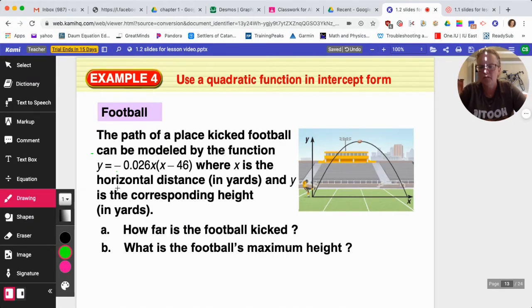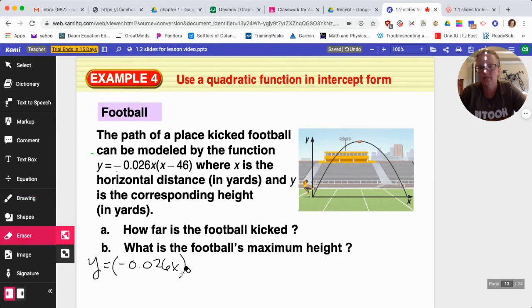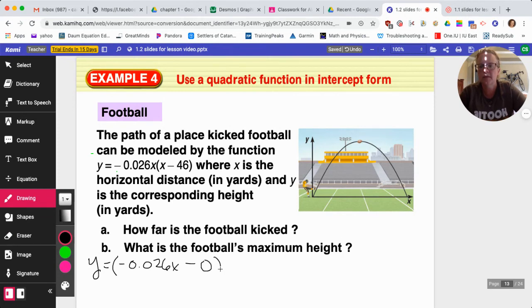So I'll write down here. We have y equals -0.026x. I'm just going to do this. Actually, I'm going to do this. I'll show you something. Because we have x plus p, or, being a little pokey here. Oh, there we go. Remember our intercept form was minus p and minus q.